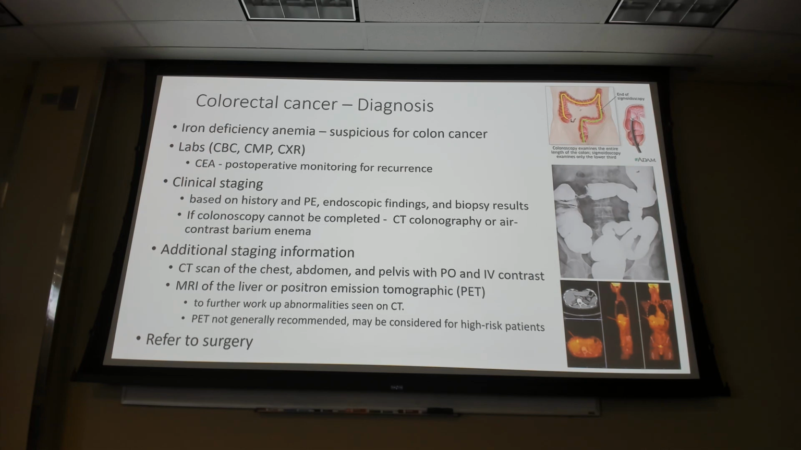All right, so what else do we need to do for these patients? So obviously we need to get labs on them. Commonly, something suspicious for malignancy is an iron deficiency anemia. We do want to look at some of our tumor markers as well, like a CEA for post-op monitoring, but we typically look at CBC, CMP, chest x-ray. Why are we doing the chest x-ray? Yeah, looking for mets.